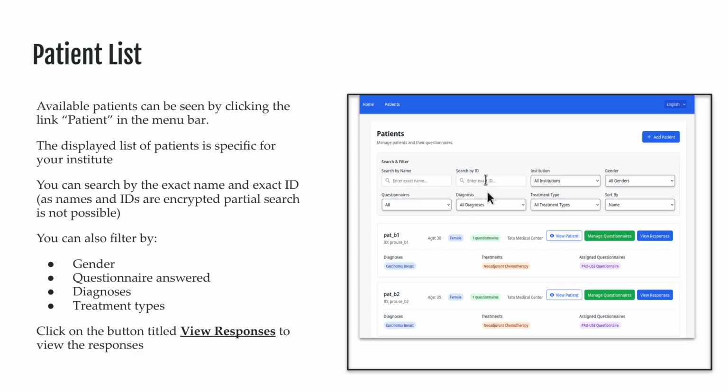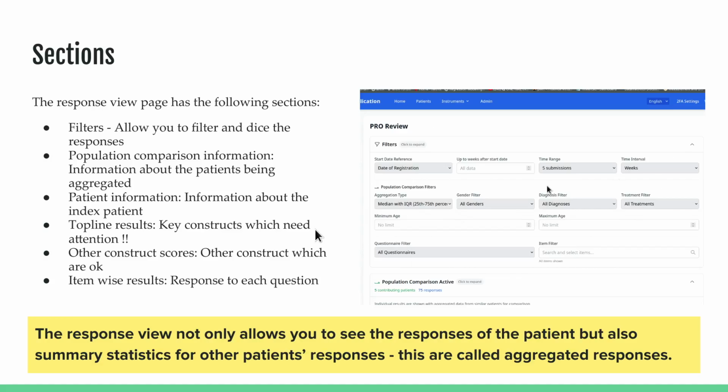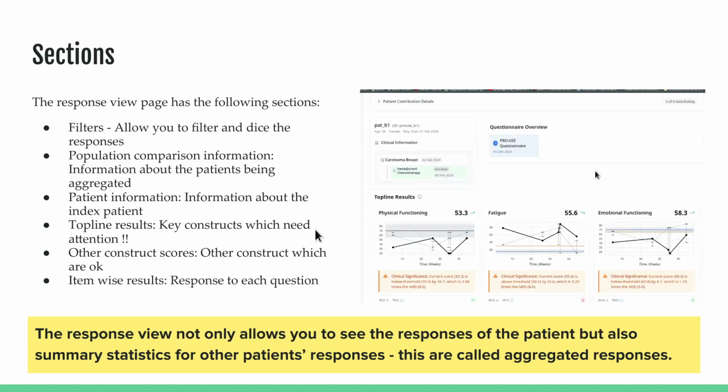Because we store these names and IDs in an encrypted fashion in the database, we cannot provide a partial search. You can also filter this list by the institution, gender, the type of questionnaire that has been answered, diagnosis and treatment type, and you have to click this button called view responses in order to view the responses provided by the patient.